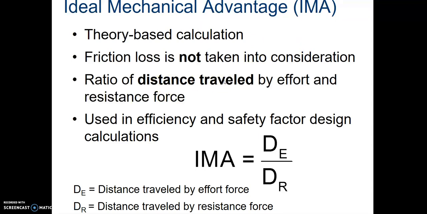Whenever we see something and we have two distances, we think IMA. All we have to do is take the distance to the effort and the distance to the resistance and divide those two. It could be distance from a fulcrum, or distance from whatever we're looking at, but we're looking at our two distances, and we're able to divide those and calculate ideal mechanical advantage.